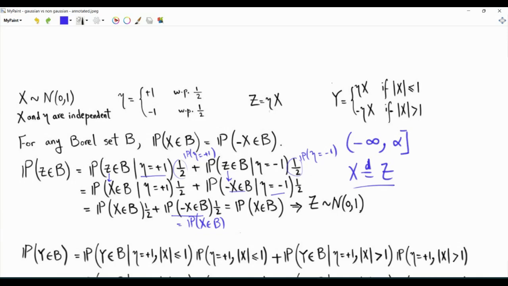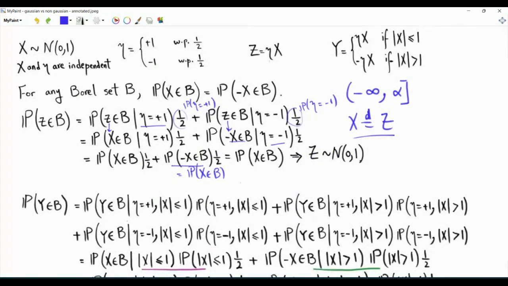Let's now shift our focus to the random variable y. Y is a bit more complicated than z, but we can get the distribution in exactly the same way. We can apply the law of total probability. It is just that now we will have 4 terms. I will take the probability that y is in Borel set B. Again, we can simply think of it as the interval from -infinity to some real number alpha.